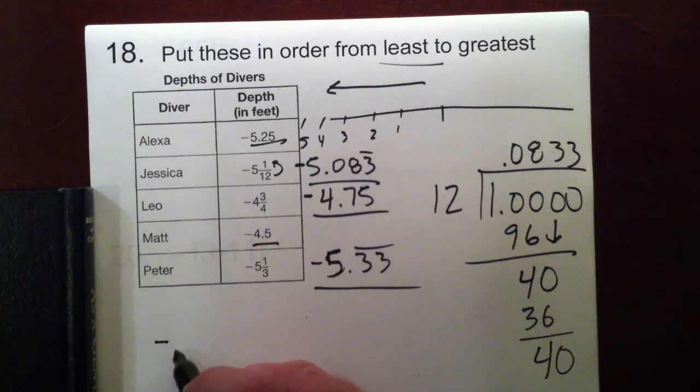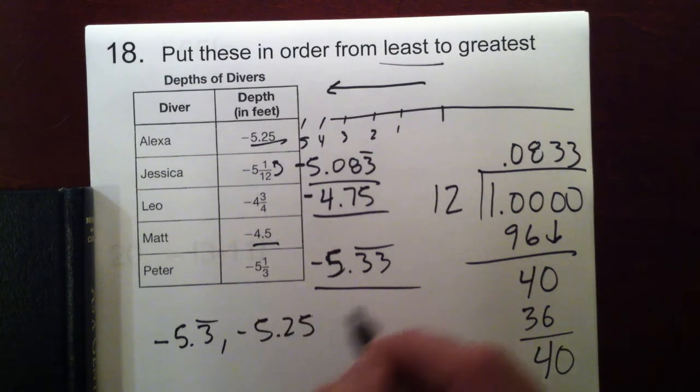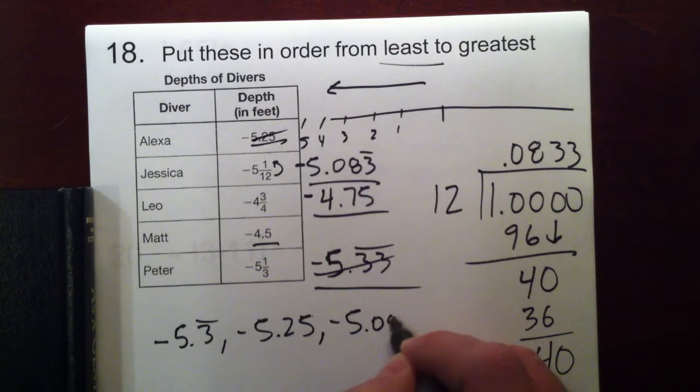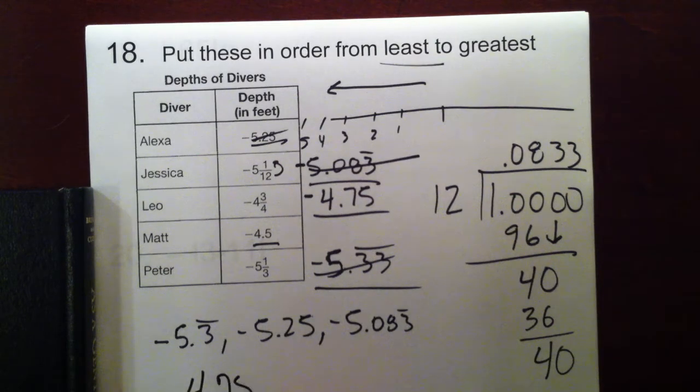The answer is negative 5.33 repeating, negative 5.25, negative 5.083 repeating, negative 4.75, and finally negative 4.5.